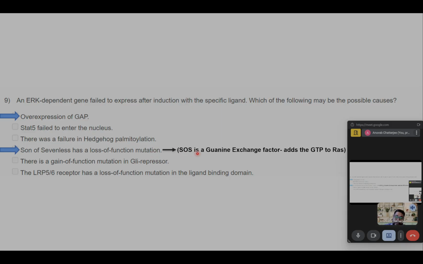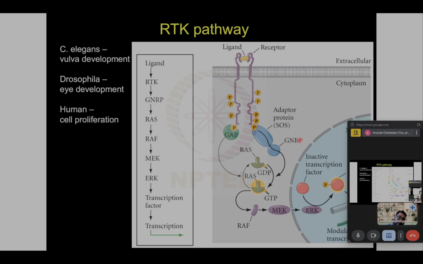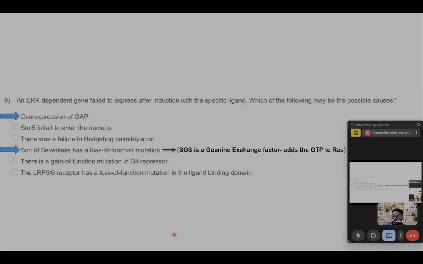So what is Son of Sevenless? SOS is the guanine exchange factor, the GNRP, that adds the GTP to RAS. So essentially this protein actually adds the GTP to RAS, activating it. But the GNRP is activated by the adapter protein Son of Sevenless. So if this is not there, there is no activation of GNRP and the entire cascade fails. So even if the ligand is bound, there is no activation of the genes being transcribed by the pathway. So these two are the correct options.